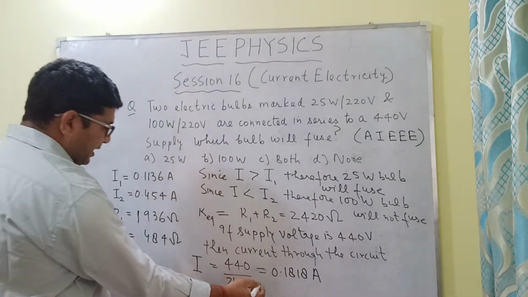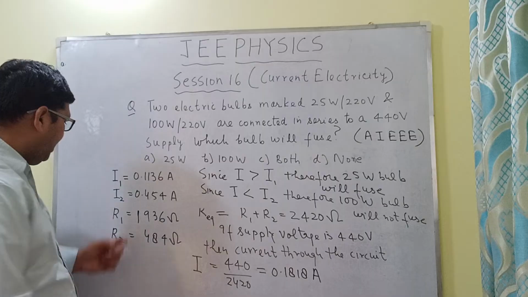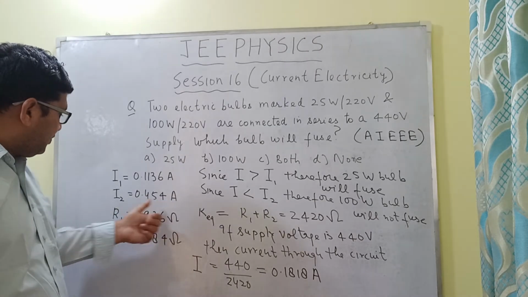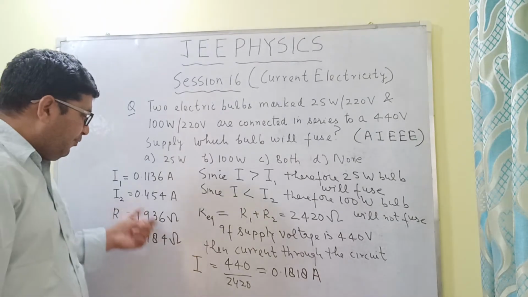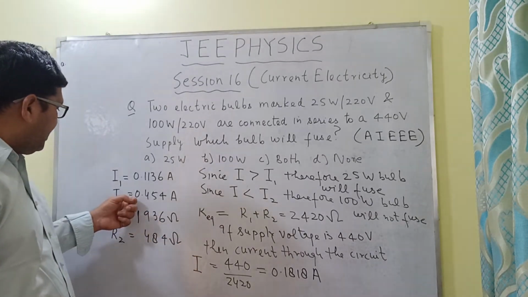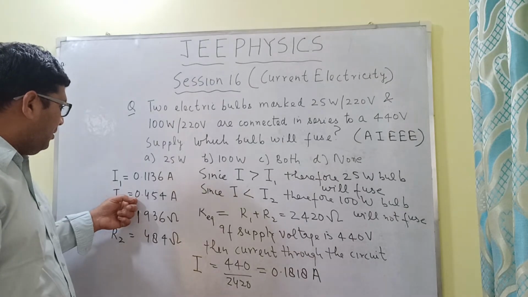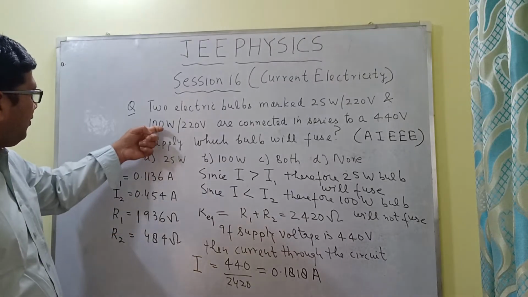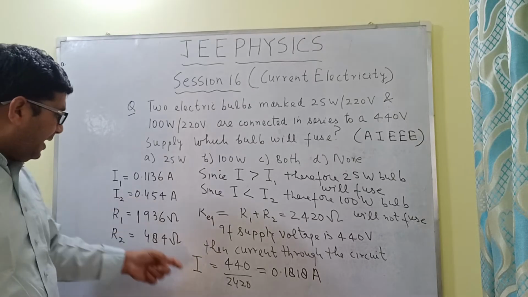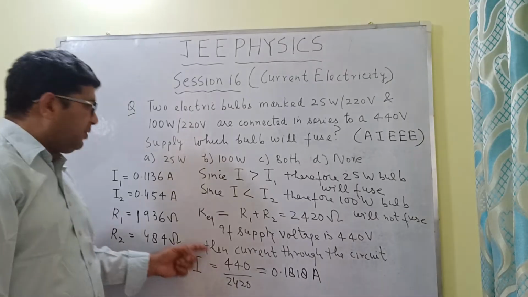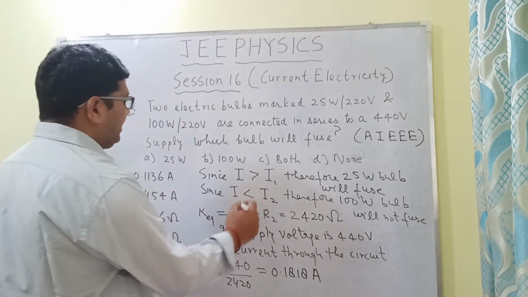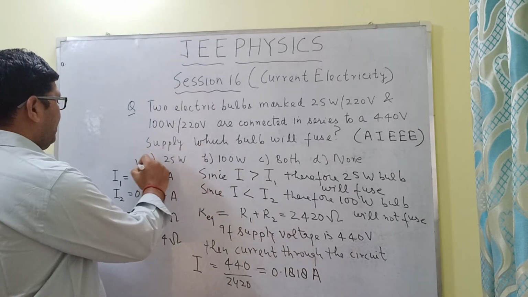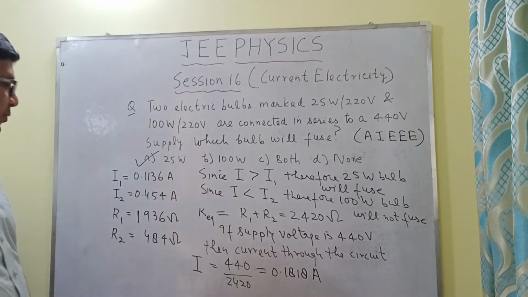ठीक है ना, ये आप देख सकते हैं यहाँ पर I की वैल्यू है 0.1818 एम्पियर और यहाँ I2 की जो वैल्यू है वो है 0.454 एम्पियर. तो ये जो I2 है ये आपका I से ज़्यादा है, and because this maximum allowable current in the case of a 100 watt bulb is more than the current which is flowing in this circuit, therefore the 100 watt bulb will not fuse. So the correct answer हो जाएगा मेरा यहाँ पे, that is A. That is, which bulb will fuse? The 25 watt bulb will fuse.